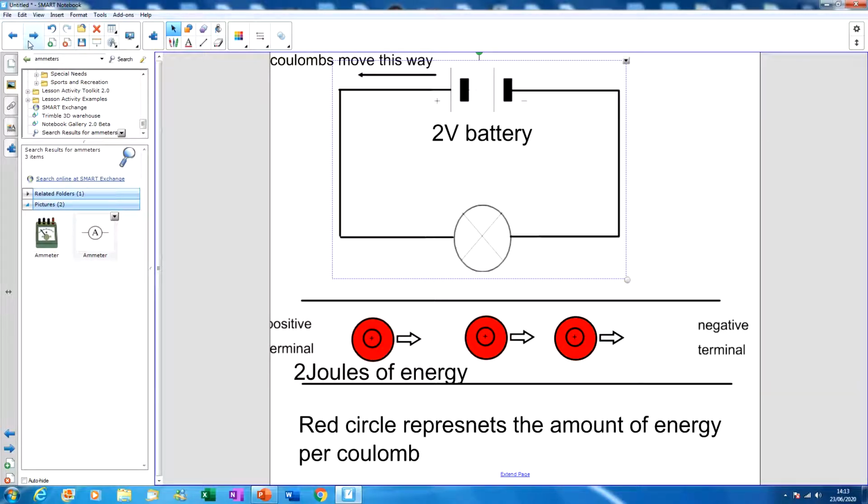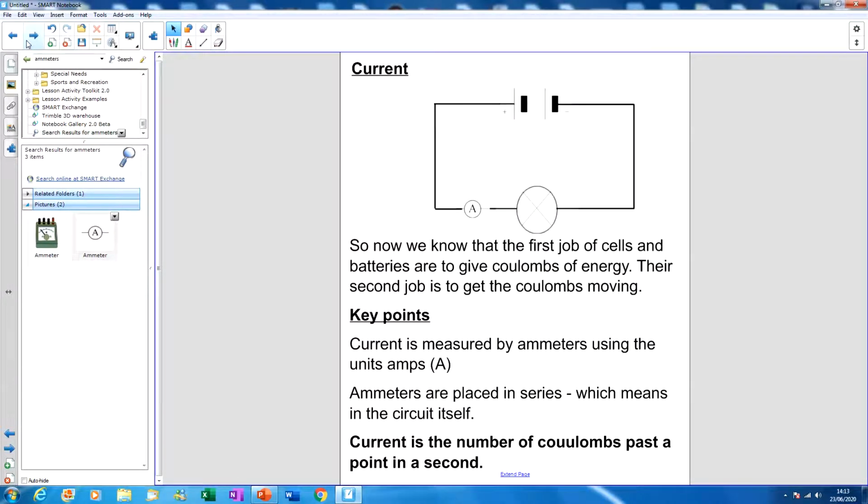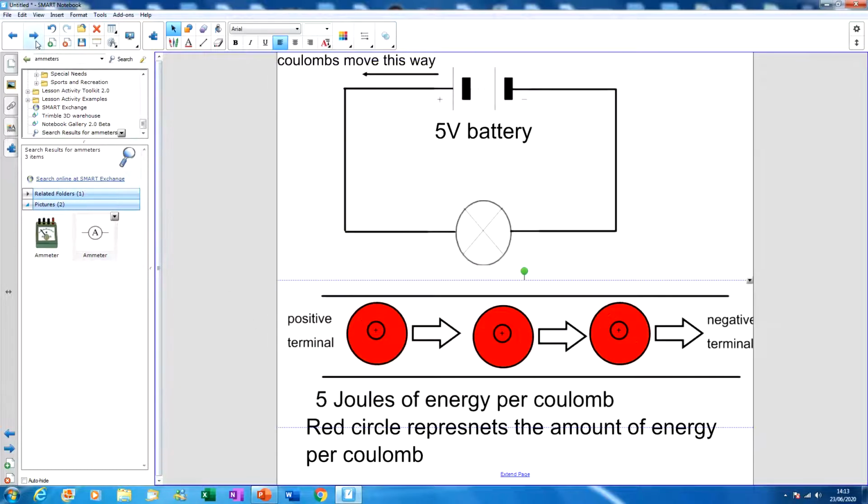Because flow is a pretty general word, and lots of times students get this a bit too loose and they end up losing marks. So strictly speaking, current is the number of coulombs past a point in a second. So when we had 2 volts, we had a much smaller arrow, so we'd have a much smaller current than if we had 5 volts. We have a much bigger arrow with 5 volts.